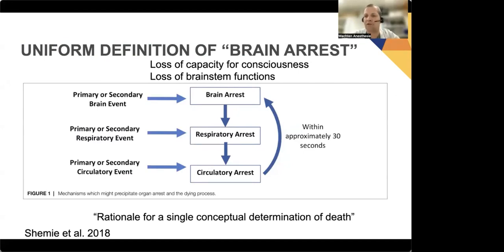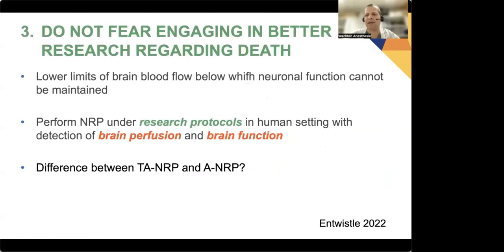And this should shift away from the bifurcation of defining death in this population. By taking that into account, we should engage in better research, especially regarding this normothermic regional perfusion, and especially about the safeguards and the conditional definition of death in DCD organ donation. Do we really know what the lower limits of blood flow are? Do we really know a lot about the collateral circulation in this population? In my opinion, we should perform NRP, or normothermic regional perfusion, more in research protocols and invest much more in knowledge and research about brain perfusion and brain function.